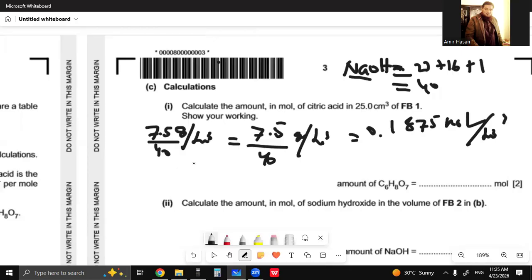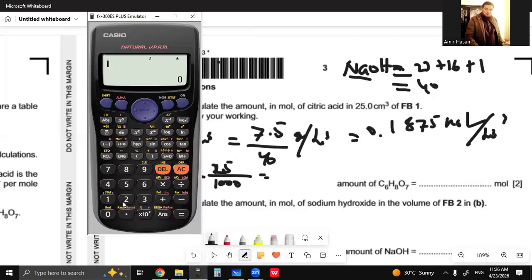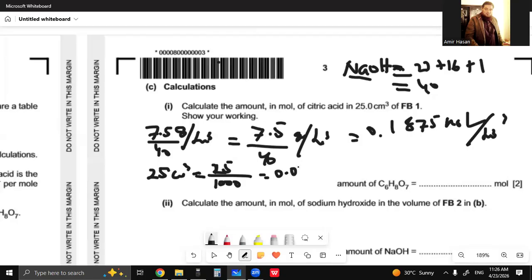Use your titration volume here for citric acid. What volume are you using in the titration of the citric acid? You are using 25 cubic centimeter of the citric acid. Change this into cubic decimeter. How do we change? 25 divided by 1000. If volume is given in cubic centimeter, you divide it by 1000, then you get the reading in cubic decimeter. Now 25 divided by 1000. Your volume in cubic decimeter is 0.025.